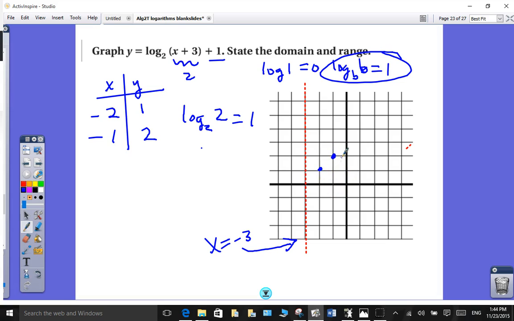Now I know what the shape of the graph is, right? The shape of the graph should be something that goes like this. And these 2 points look pretty consistent there. It's going to help me draw this graph the way it should. I need to go through those points and then use that asymptote as a guide and then draw that up into the first quadrant somewhere.